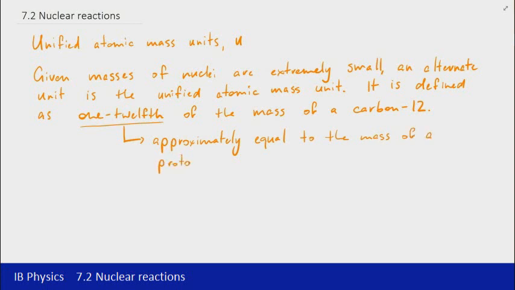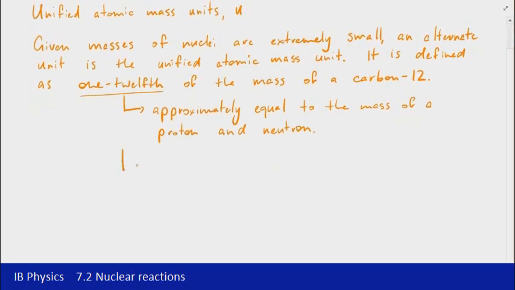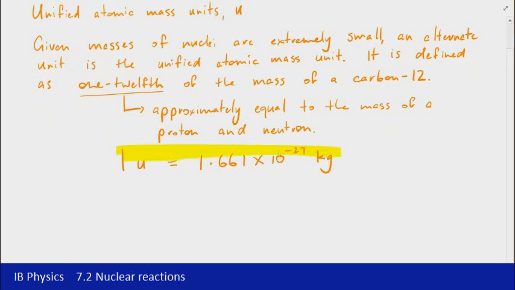So if you think about that, carbon-12 has 12 nucleons in it, and so if we divide the mass of one carbon-12 atom by 12, we get approximately the mass of a proton or neutron. So the value of that then, one atomic mass unit, if we look at the conversion, is equal to 1.661 times 10 to the negative 27 kilograms. Now that conversion is in the data booklet. It's not in subtopic 7.2, it's actually in the conversions and constants table. So I'll just highlight that to draw your attention to it.